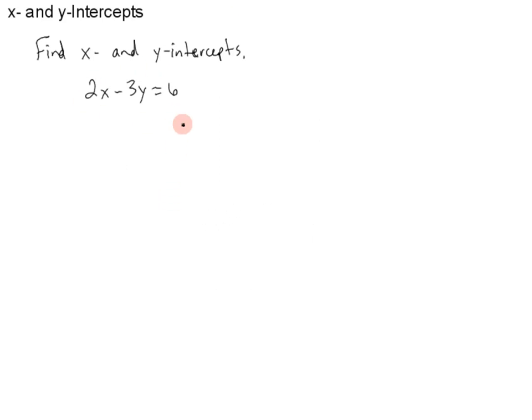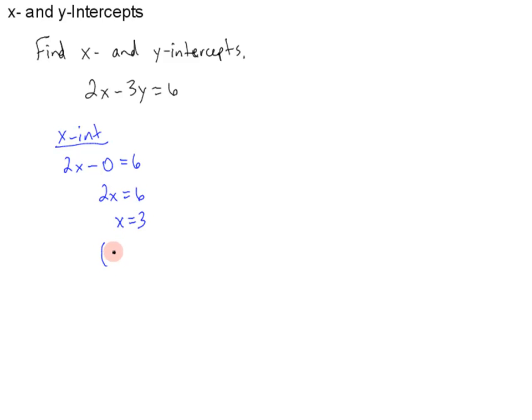So here we have a linear equation in two variables, and I want to find both intercepts. Let's start with the x-intercept. With the x-intercept, the y has to be 0. So we have 2x minus 3 times 0, which is 0, equals 6. Solving for x, we get x equals 3.